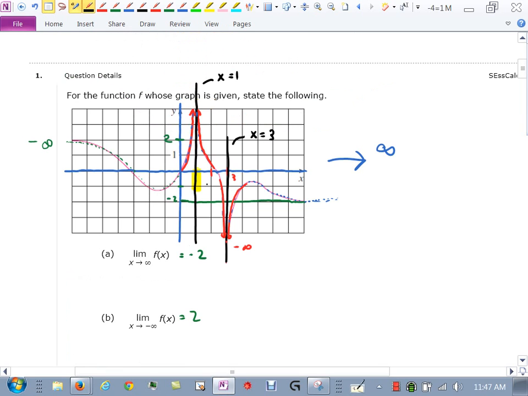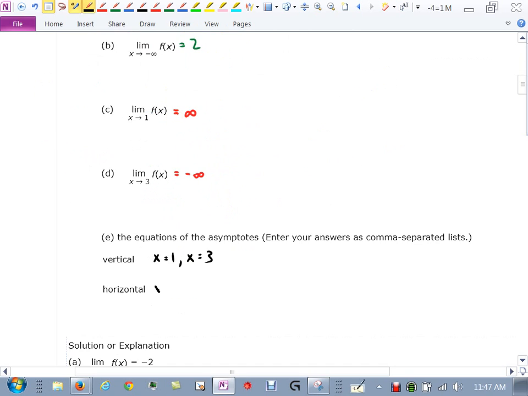Now the horizontal asymptote out this way on the right side is this line. It's a horizontal line. That has the equation y equals -2. And then the other asymptote was this one up here. That has the equation y equals +2. So y equals -2, y equals +2.